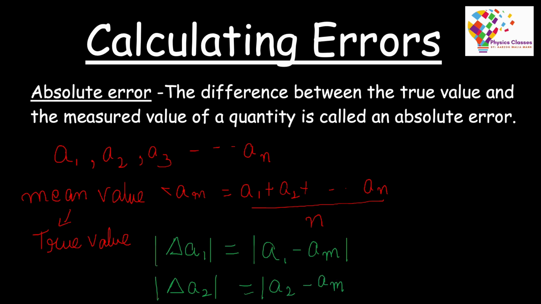Once I get the absolute errors, I can also find the mean absolute error by simply taking the average of all the absolute errors. Suppose I have only two measured quantities, with absolute errors delta A1 and delta A2. All I do is take the mean absolute error as delta A1 plus delta A2, divided by 2. That will give me the mean absolute error.